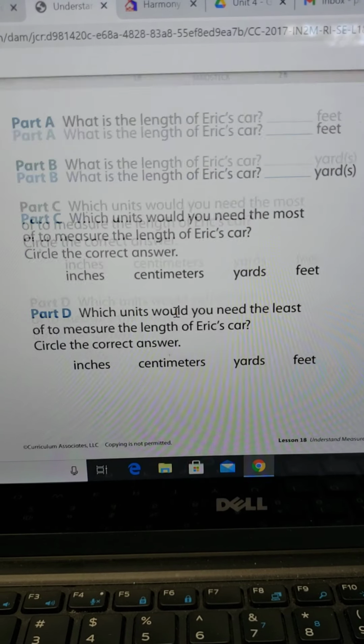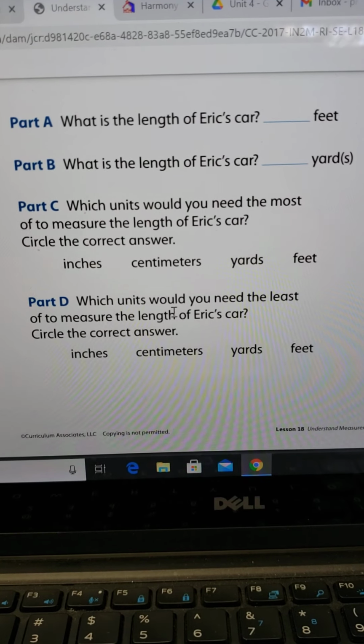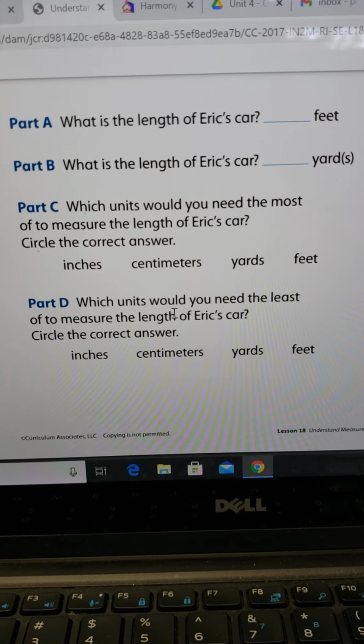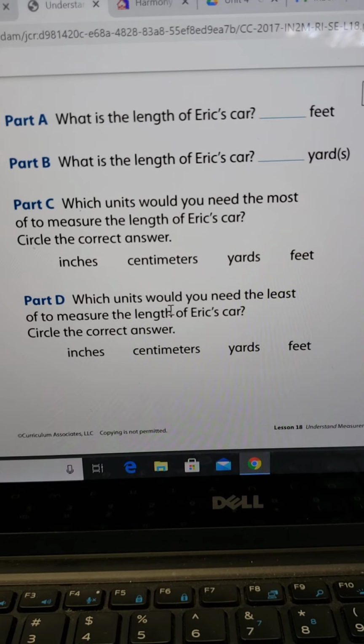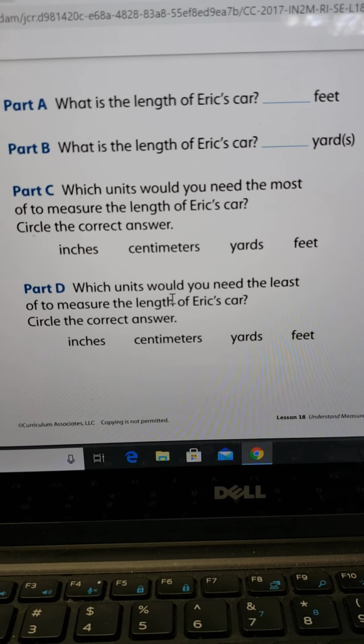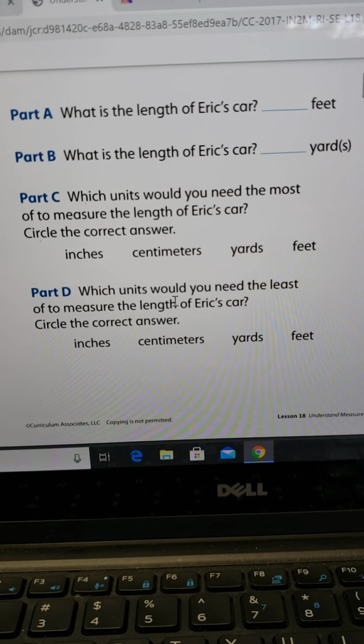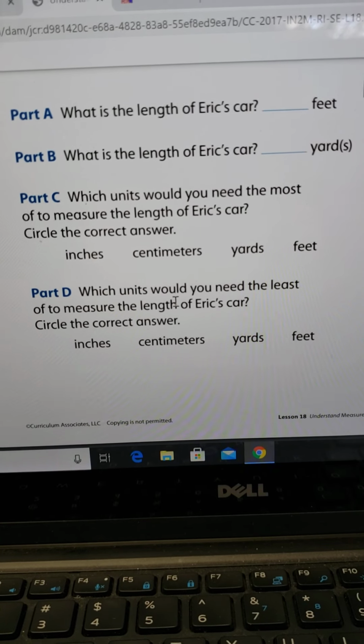And the last one on your paper today. Which units would you need the least of? Okay, so now we're doing the opposite. So the last problem was which one would we need the most of? Which one would we need the least of? So less to measure how long Eric's car is.